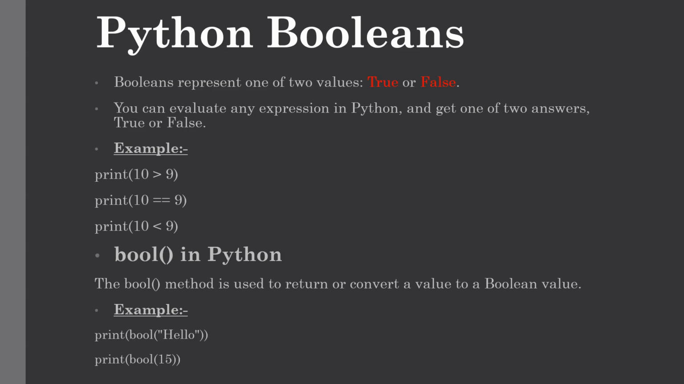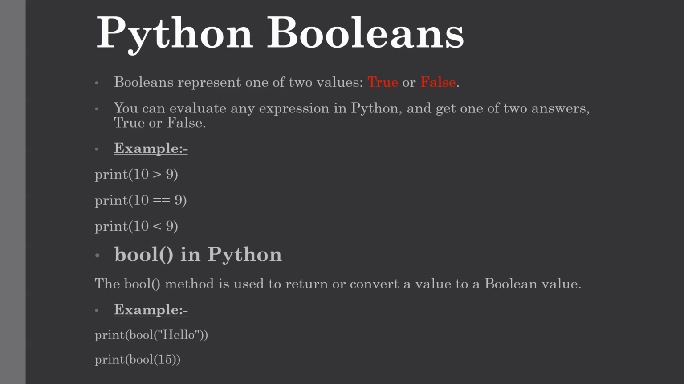Our next topic is the bool function in Python. The bool method is used for returning or converting a value to a Boolean value, either true or false, using the standard truth testing procedure. So here are some examples of a bool function. In this case we are converting the string. In this case we are converting the output into a Boolean value.